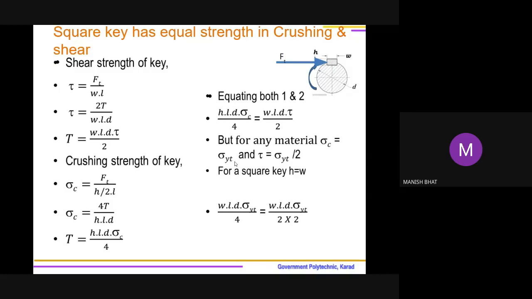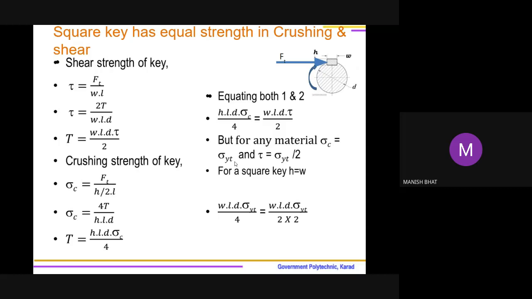So crushing strength is double, many a times taken as 1.5 times, but at least it is equal to yield tensile strength. So sigma c is equal to sigma yt, and how do we take shear strength? Shear strength is taken as half of yield tensile strength. So tau is equal to sigma yt upon 2. So I will be replacing sigma c by sigma yt, which is the yield tensile strength of material.